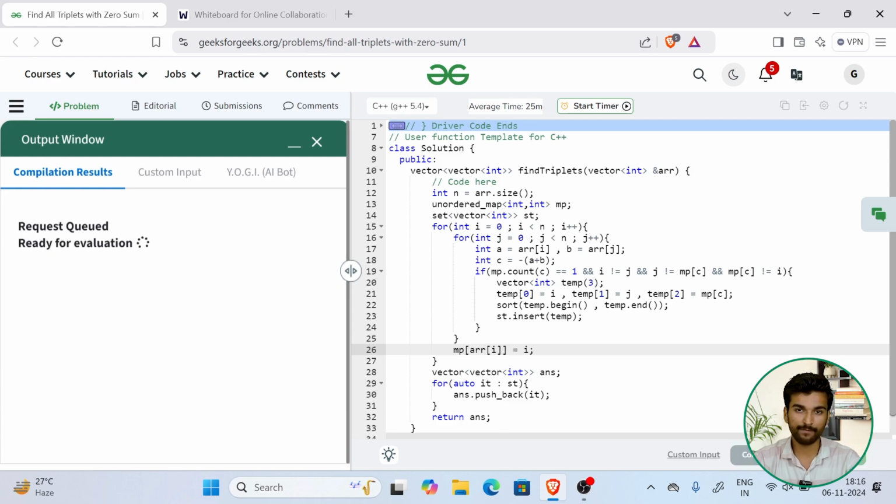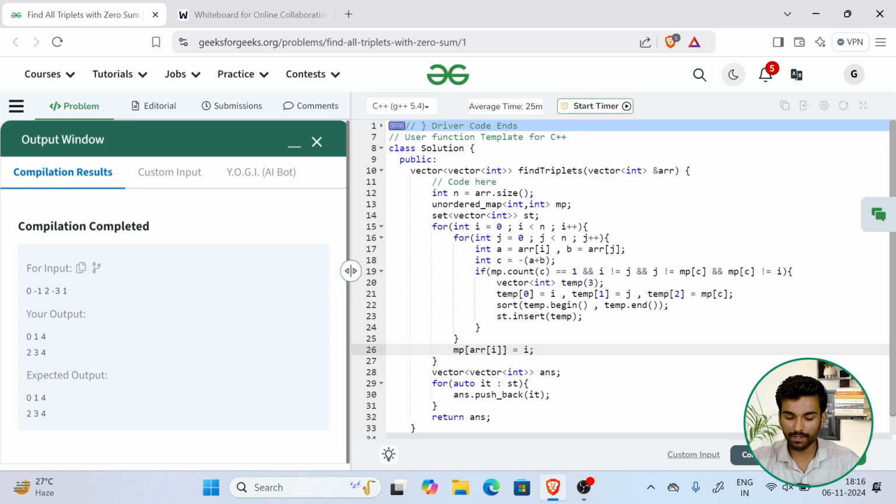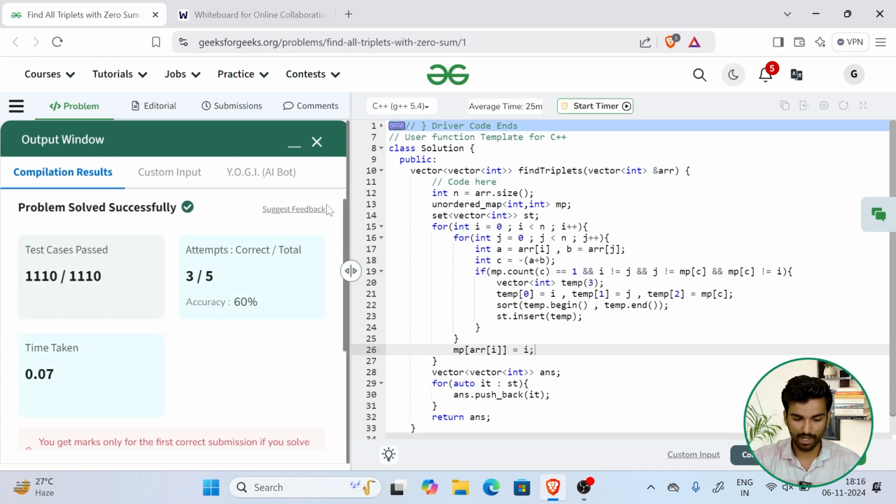Let's see if it's running or not. Okay, so now it's working fine. What was the mistake? At line 26 we missed putting the value of array of i into my map data structure. Now let's try to submit and see if it's working or not. Yeah, it's working for all the test cases.